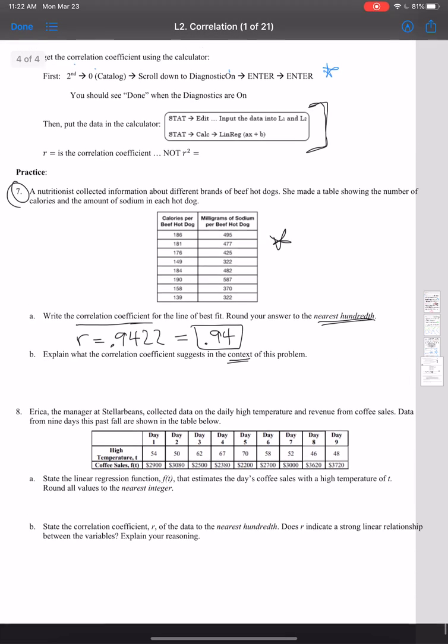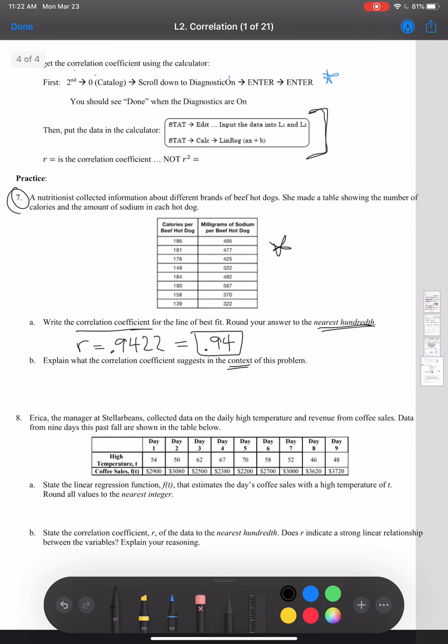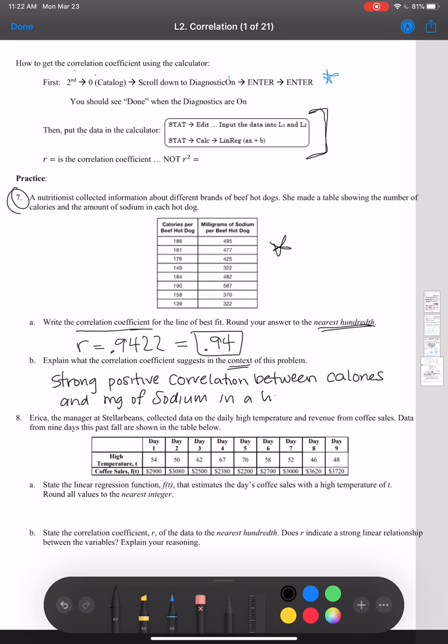We know that 0.94 is a positive number and it's close to 1, so that's a strong positive correlation between, and this is when you just list your variables, calories and milligrams of sodium in a hot dog. So all they're telling you is that the higher the amount of calories, the more salt there's going to be in your hot dog.